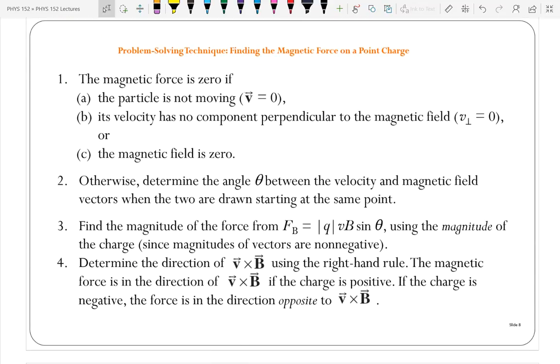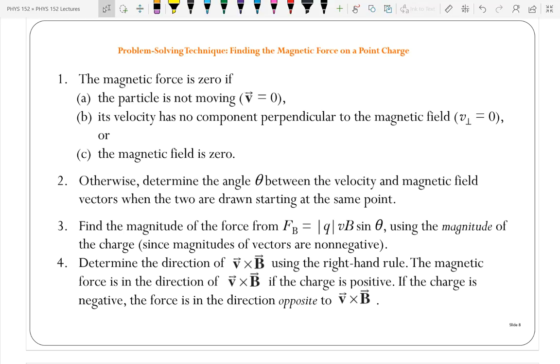Now, how to do problems. At this point, we have the equation for force. It's a little more complicated because the force now depends on the speed, and it depends on the direction of the speed, the velocity in other words. But here's our steps for solving forces using all the stuff we learned first semester after we've started with the force. So the magnetic force will be 0 if the velocity is 0.